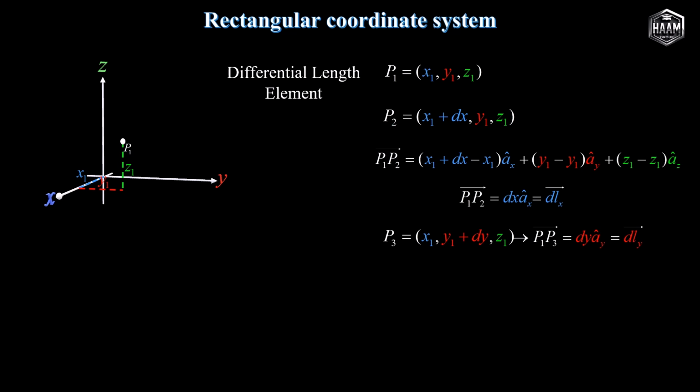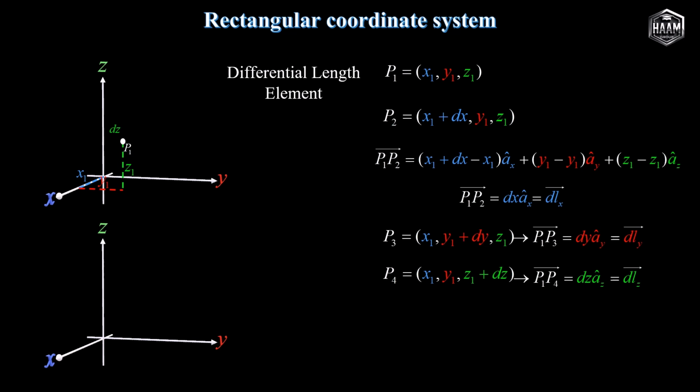Now, consider point P4, which relative to P1 has only its z coordinate changed by an amount dz. If we form the vector P1P4, we obtain dz times a hat sub z, or dl sub z.